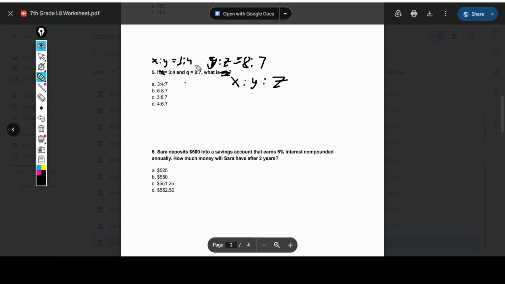For these two equations, they both have a y in them, so we want to combine them in that way. But this y corresponds to this 4, while this y corresponds to this 8, so we can't combine them yet. What we can do is multiply the 3 and the 4 by 2, so that'll give us 6 to 8. So x to y is equal to 6 to 8. Since it's a ratio, multiplying on both sides of the ratio does not matter. And now this 8 is equal to that 8, so we can combine: x to y to z is 6 to 8 to 7, which is B.